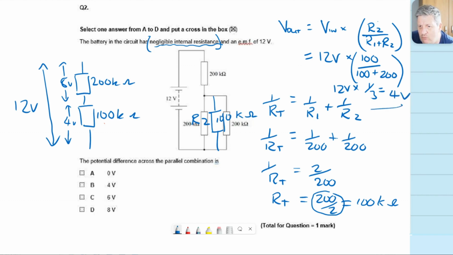So that's, if you like, the more formal way of calculating the value that we already managed to find from our knowledge of the ratios there. So the answer is B, 4 volts.